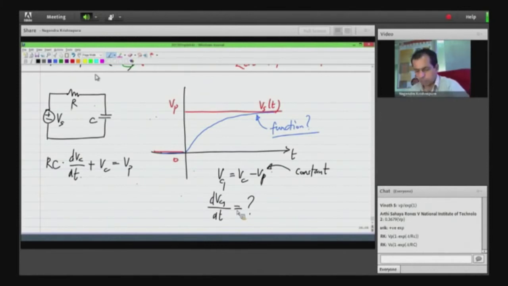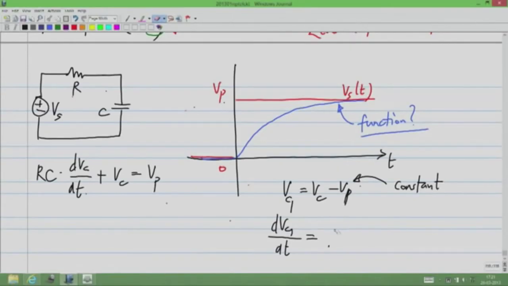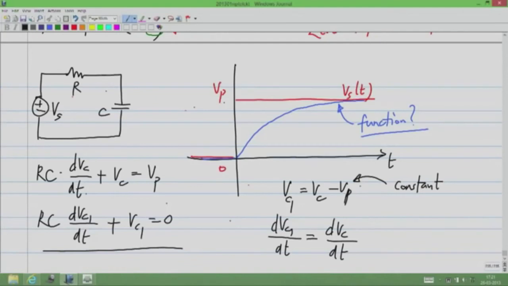So clearly, if Vp is a constant, dVc1 by dt is the same as dVc by dt. Okay. So what I will do is, I will rewrite this equation in terms of the new variable Vc1. So first of all, dVc by dt is the same as dVc1 by dt, and if you see this, I have Vc minus Vp equal to 0 if I take Vp to the left side. So that is nothing but Vc1 equal to 0. Okay. So in terms of Vc1, this is a homogeneous equation with the right hand side to be 0. Vc1 is just a new variable I have defined.